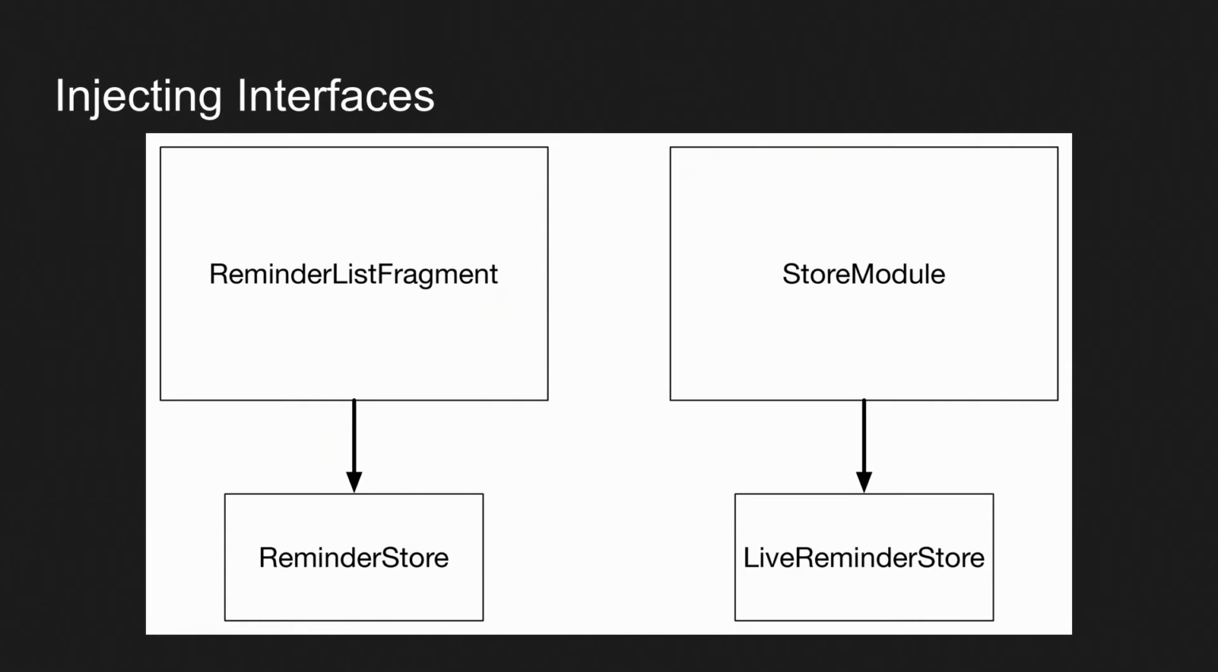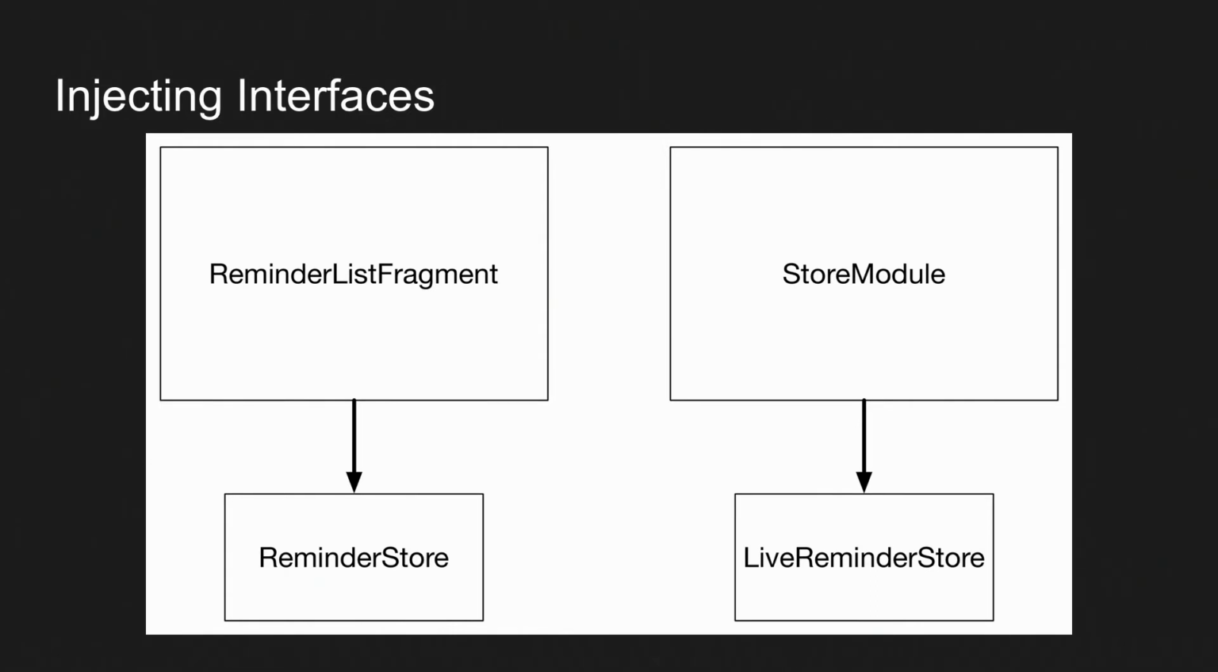Bias towards interfaces, or dependency inversion for you SOLID folks. Fortunately, Dagger is extremely good at this particular job. So again, in my refactor previously, my list fragment now relies on an interface. But of course, I can't do anything with an interface. I need an actual class for that.